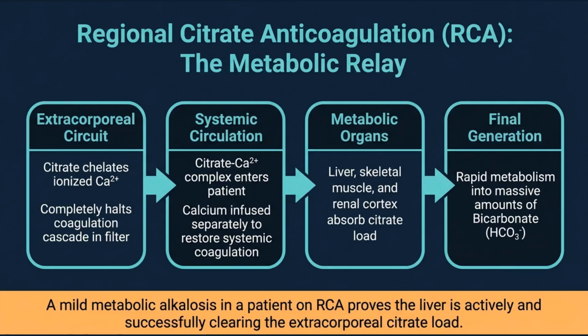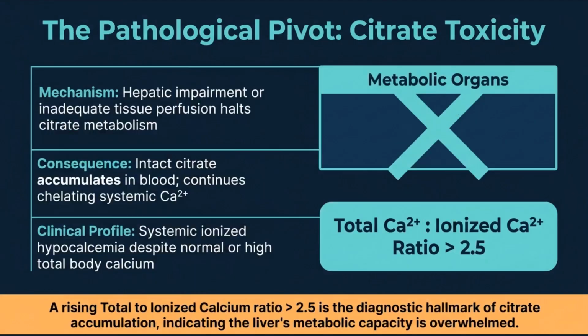Under normal conditions, the liver, skeletal muscle, and renal cortex metabolize citrate into bicarbonate. This metabolic pathway is exactly why healthy patients on citrate anticoagulation might develop a mild metabolic alkalosis. It proves the liver is actively clearing the citrate load. When the liver or tissue perfusion fails, citrate metabolism halts, leading to citrate accumulation.